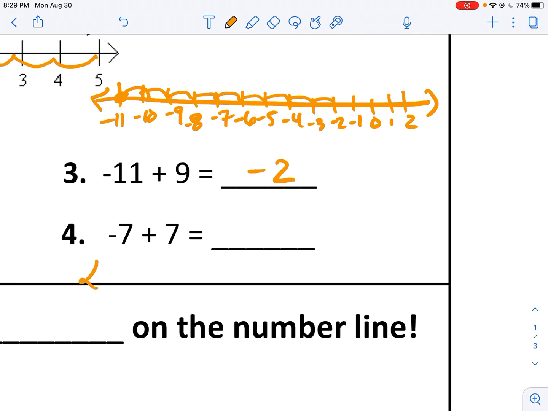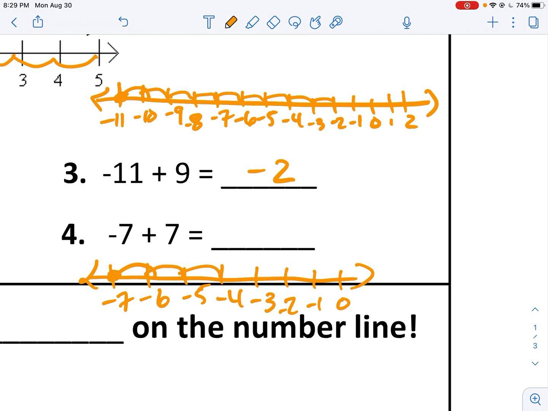And last but certainly not least, if I start at negative 7, hopefully you can tell what's happening on this one. 1, 2, 3, 4, 5, 6, 7. It gets me to 0.